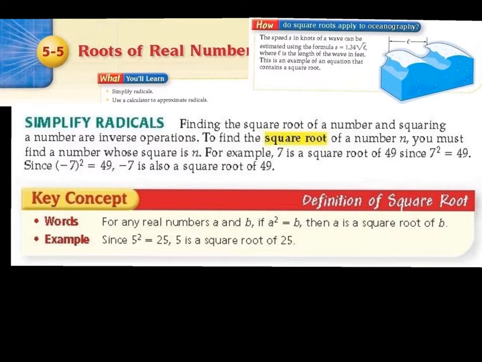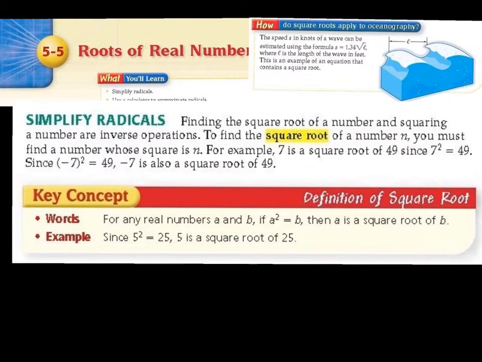Finding the square root of a number and squaring a number are inverse operations. To find the square root of a number n, you must find the number whose square is n. For example, 7 is the square root of 49 since 7 squared equals 49. Since negative 7 squared also equals 49, notice there's parentheses, so it's negative 7 times negative 7, negative 7 is also a square root of 49.